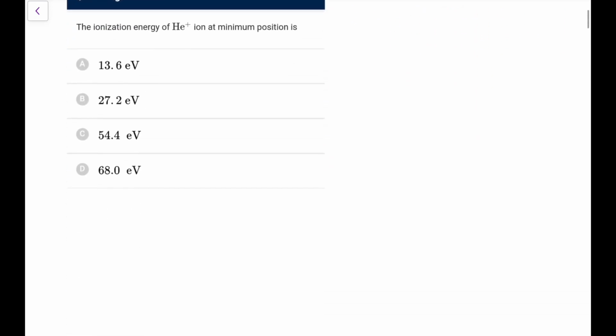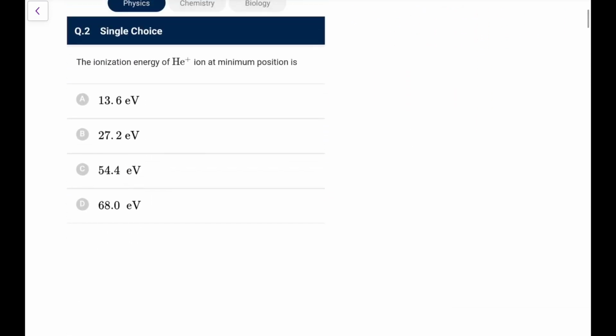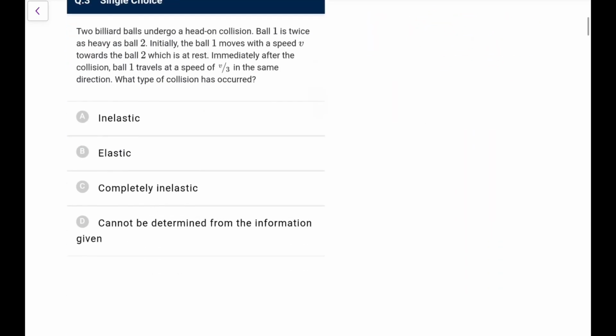Next one. The ionization energy of helium ion in the ground state, that means in the minimum position. So that ionization energy would be 13.6 Z square, Z here is 2, so 13.6 into 2 square, 2 square is 4, so 13.6 into 4, that would be 54.4 electron volt. Go for option C.